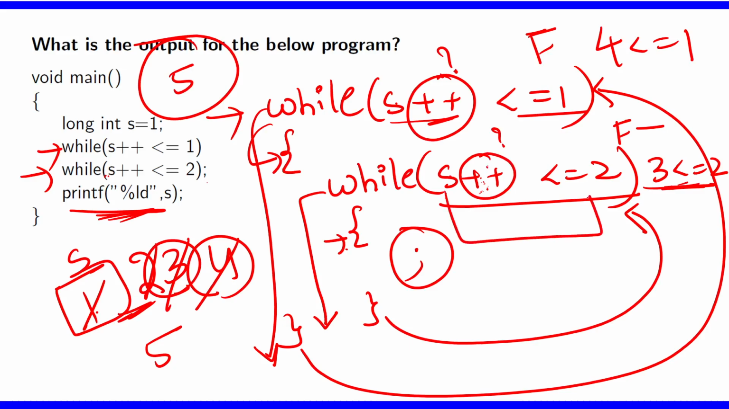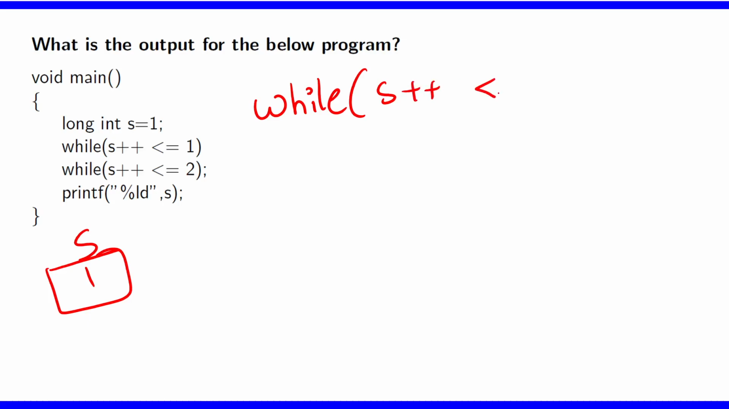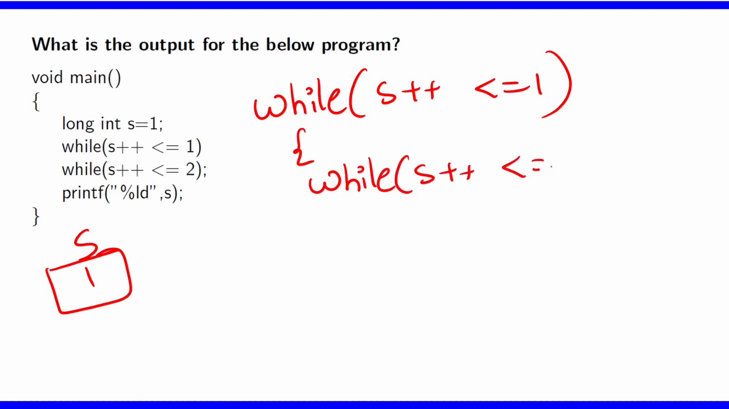First, I will check the condition. So s less than or equal to 2, you are doing it. Though it is false, this pending part you have to complete. Let's see it once again. Okay. So s value in memory is 1. While s plus plus less than or equal to 1, while s plus plus less than or equal to 2. I have nothing to be done here. Close.